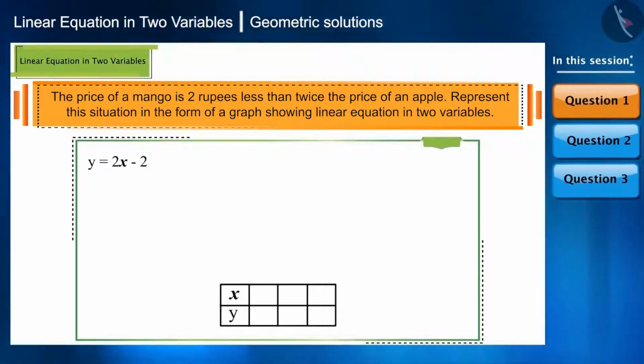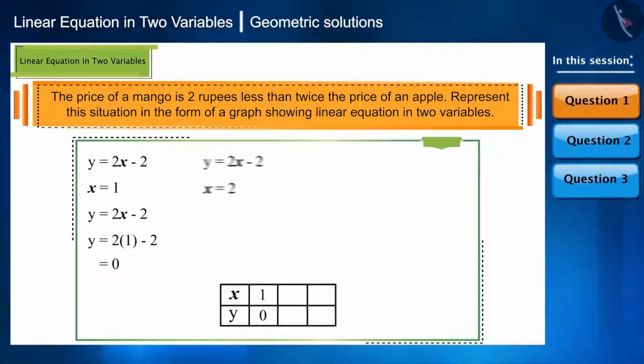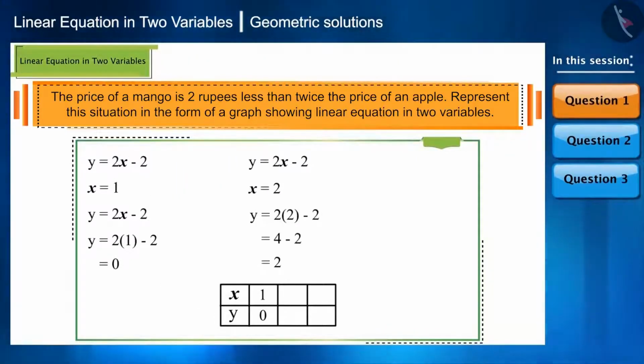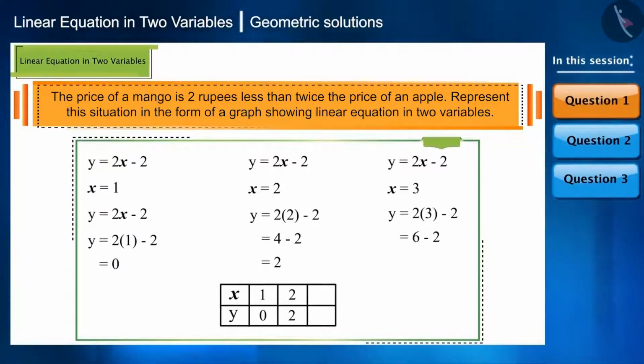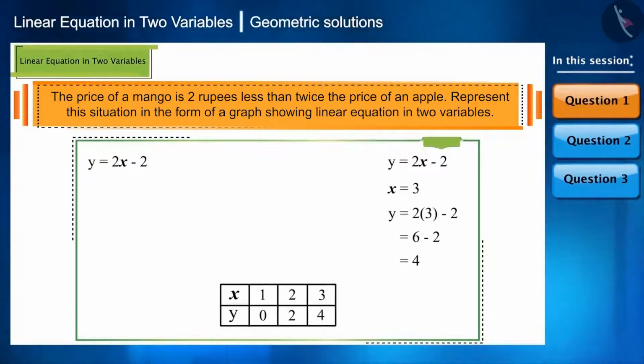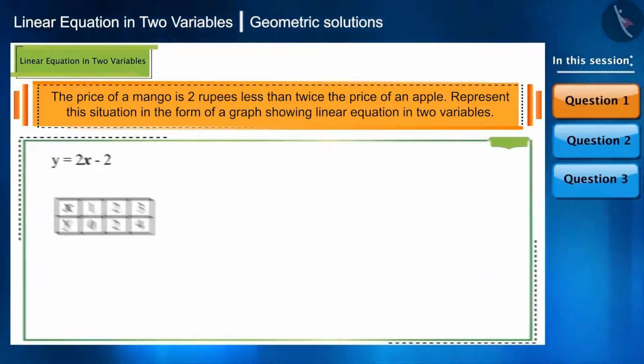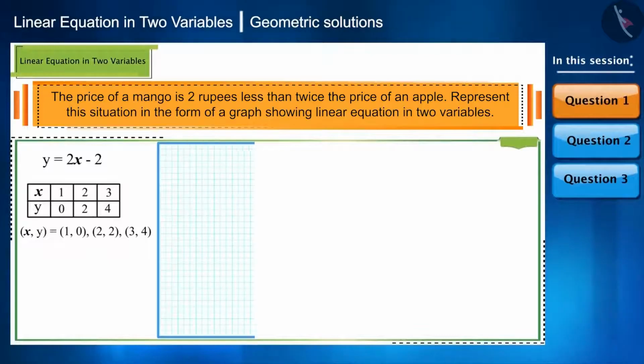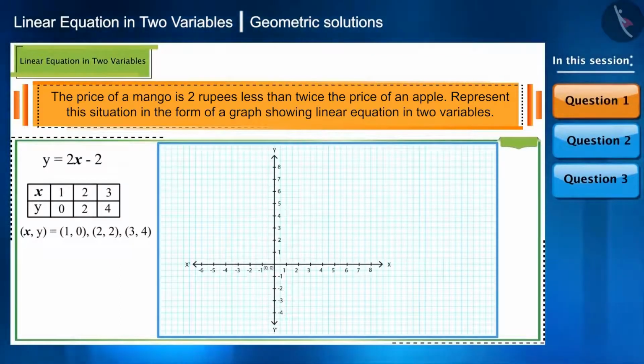If you replace x with 1 in this equation, y will become 0. If you replace x with 2, y becomes 2. By the way, 2 coordinate points are sufficient to draw a line. But let's find the third point also. Let's put 3 in the place of x and see what we get.